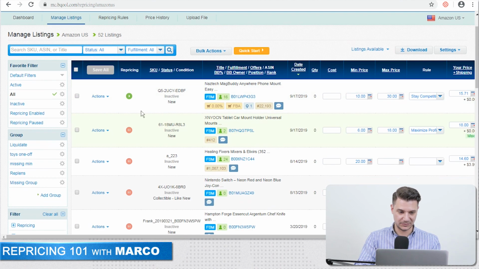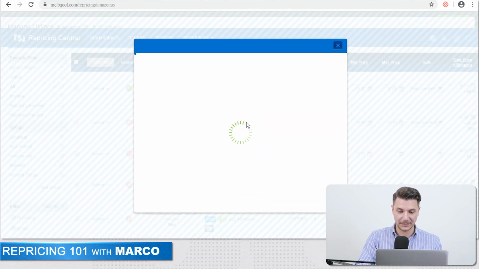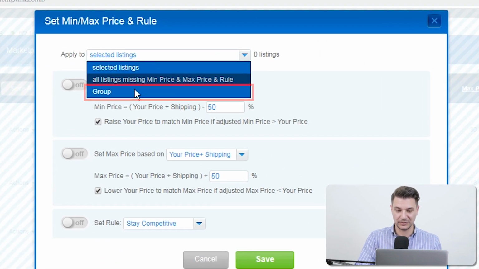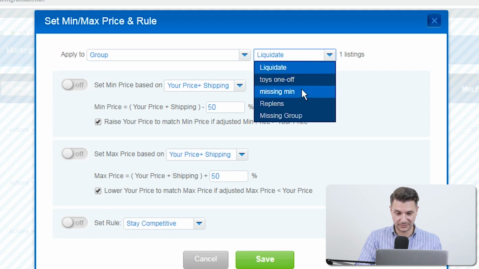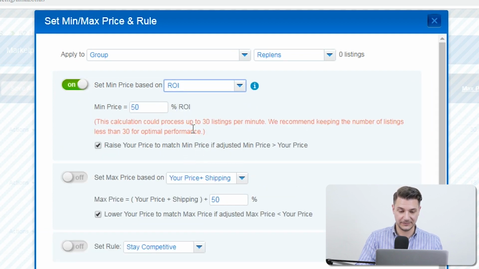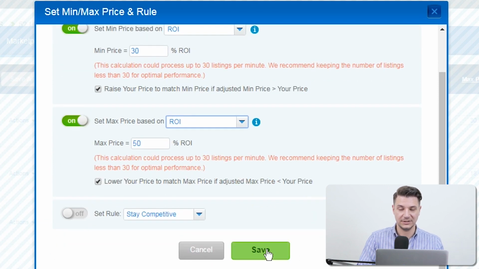How do you do that? You can come to Manage Listing and go to Bulk Actions, Set Min Max Price and Rule. And in here, you can choose to apply this instead of just selected listings to a group. You choose which group, for example, replens. And then you can turn the Set Min Price on, choose ROI, and set it in here. For example, a 50% ROI. Depending on the product, might be even as low as 30% or 20%. You can do the same for the max price. And then by the end, you just save. The software will process the same ROI calculation for all the listings in the same group.